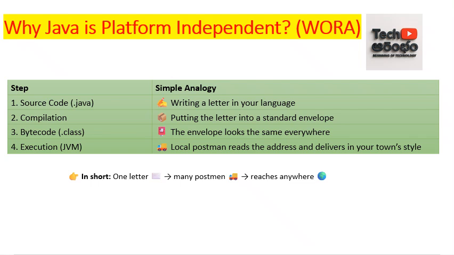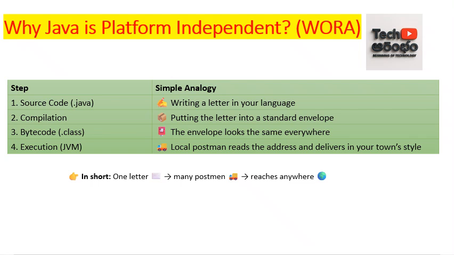Let's take a simple analogy to understand the Java platform independence concept. Think of it like this. You write a letter, but before sending, you put it inside a standard envelope. That's called bytecode. This bytecode looks the same from everywhere.